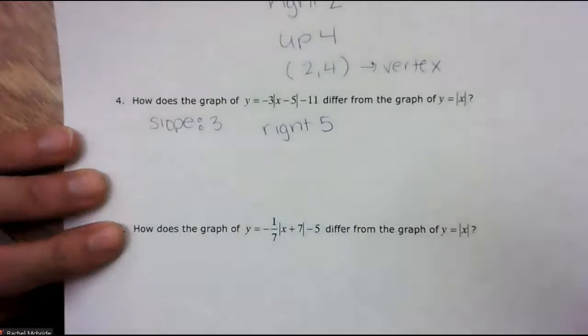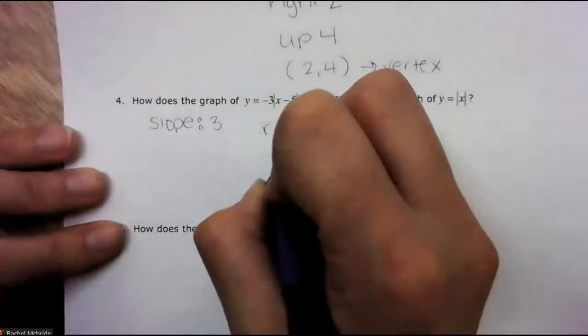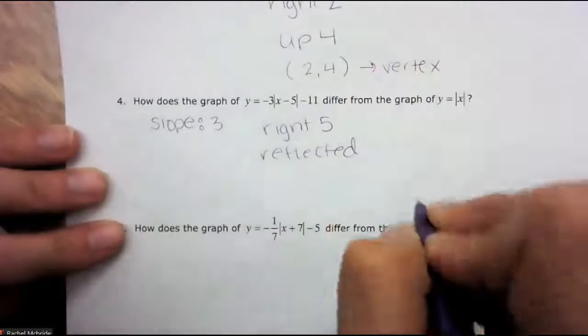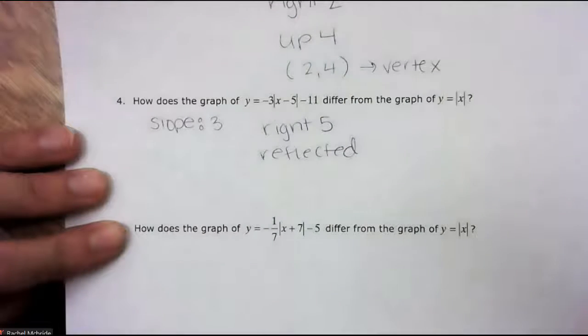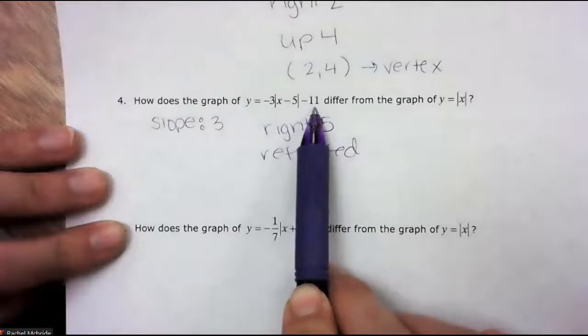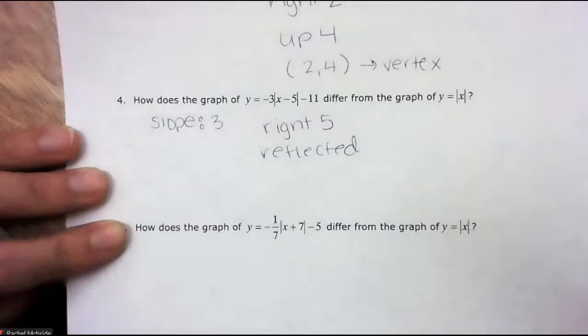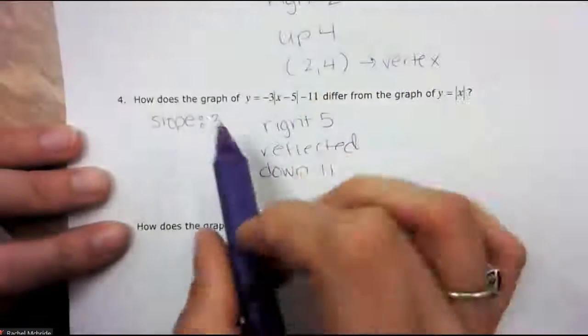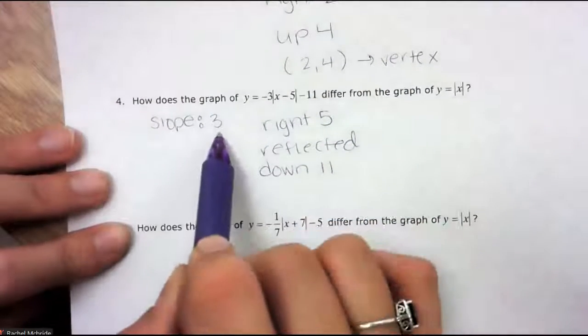Olivia, do you want to tell me what that negative at the very beginning does? That's that fancy word, reflected. So it's going to flip it, right? All right, how about that negative 11? Miss Lindsay, you want to tell me what that negative 11 does? Yes, it's going to go down 11. And Reese already told me it has a slope of 3.